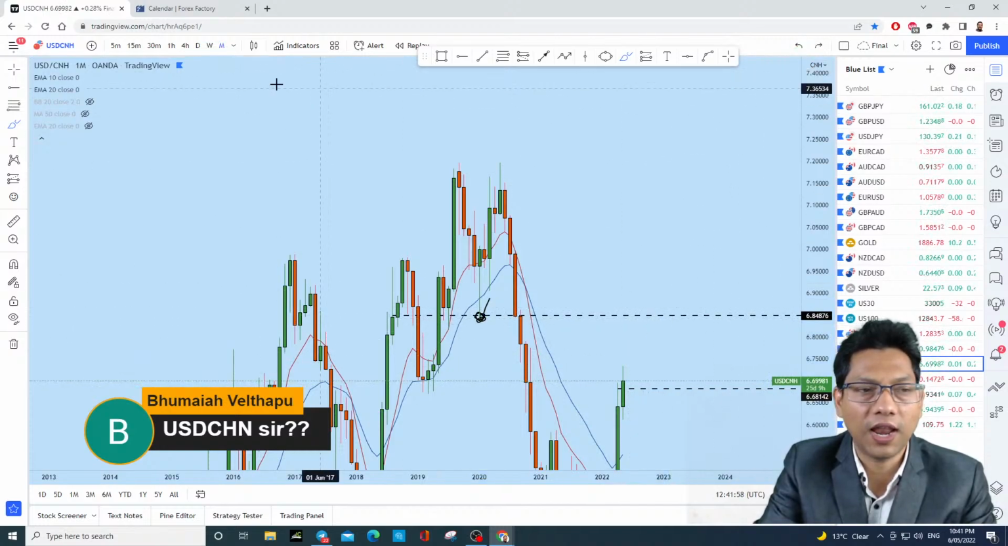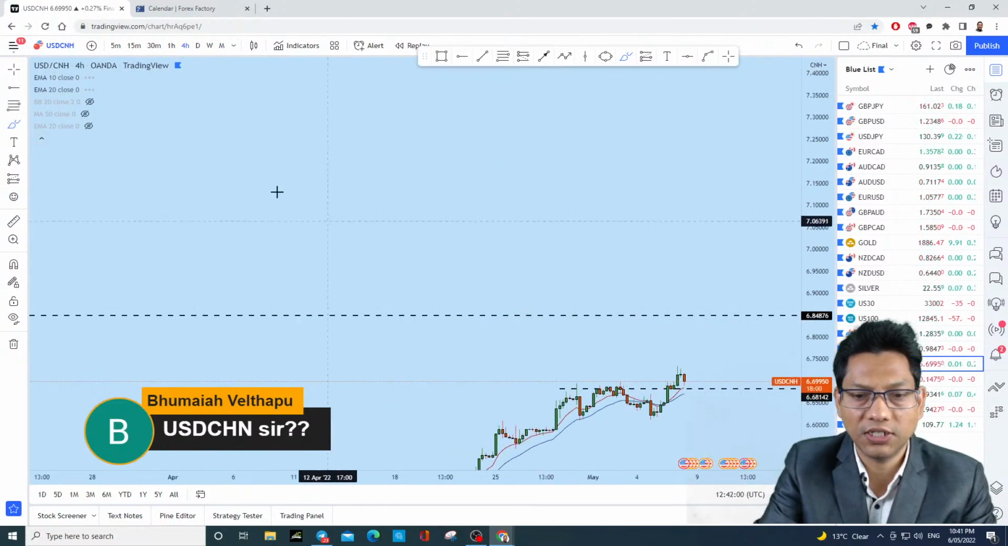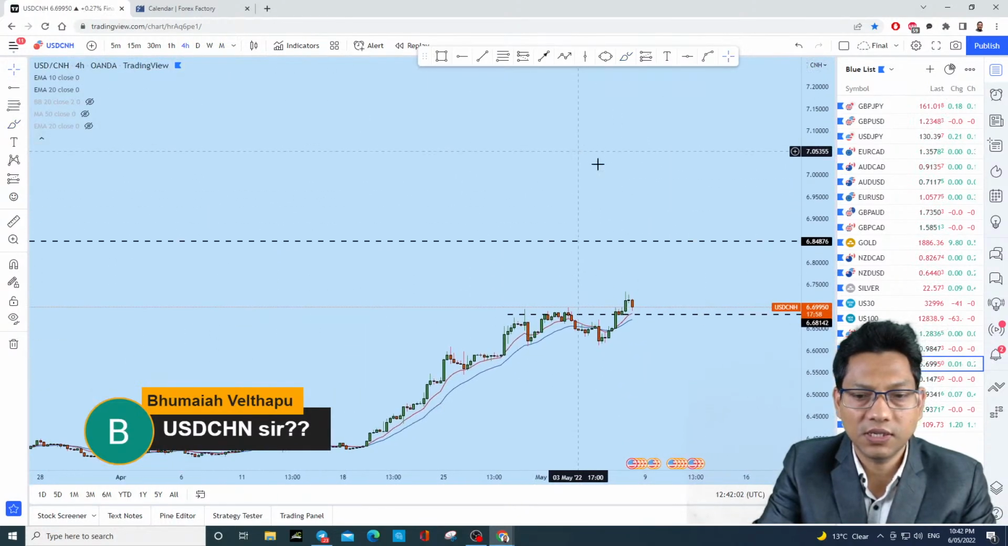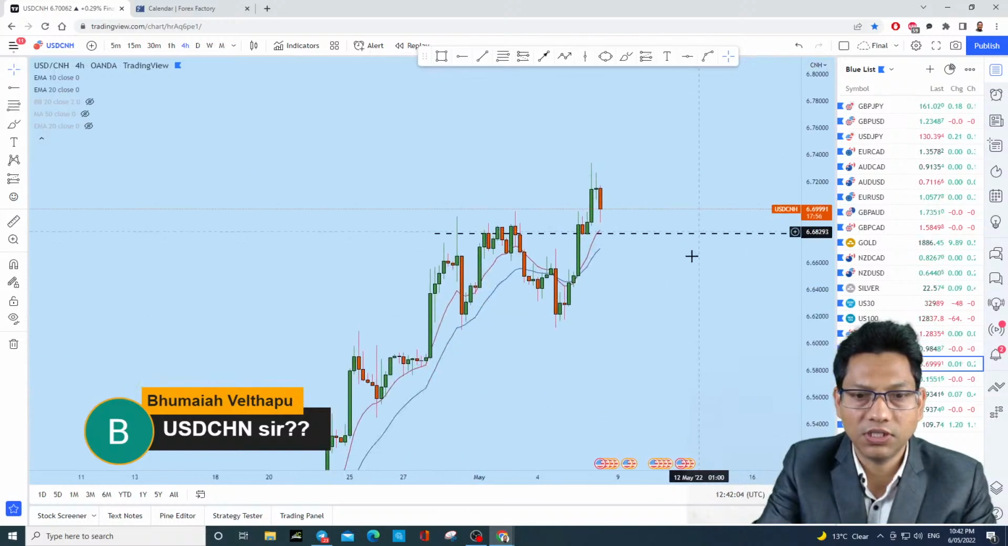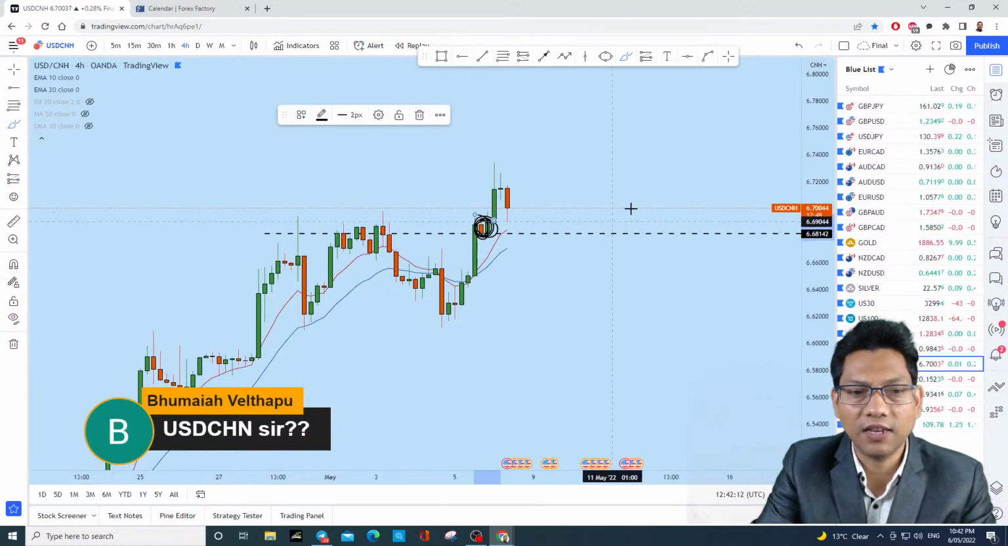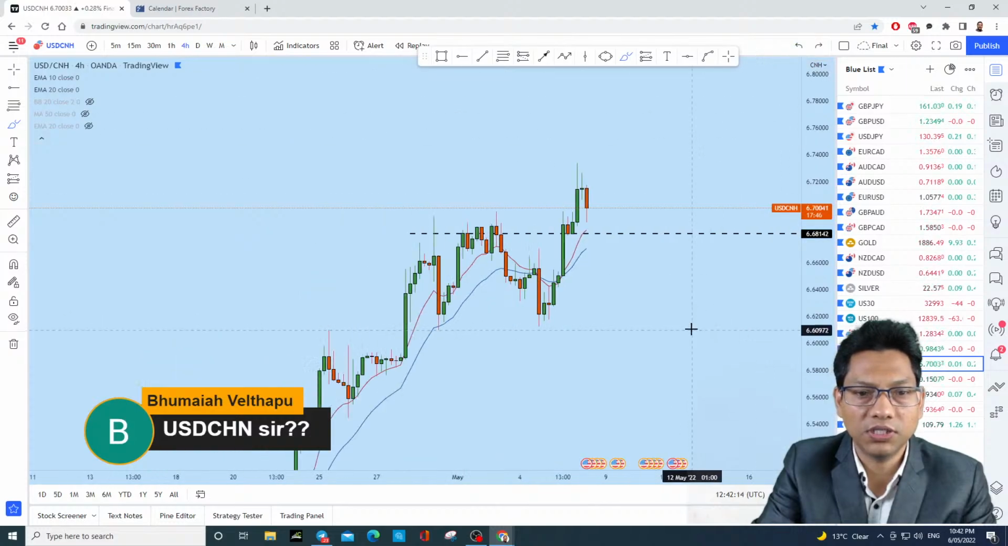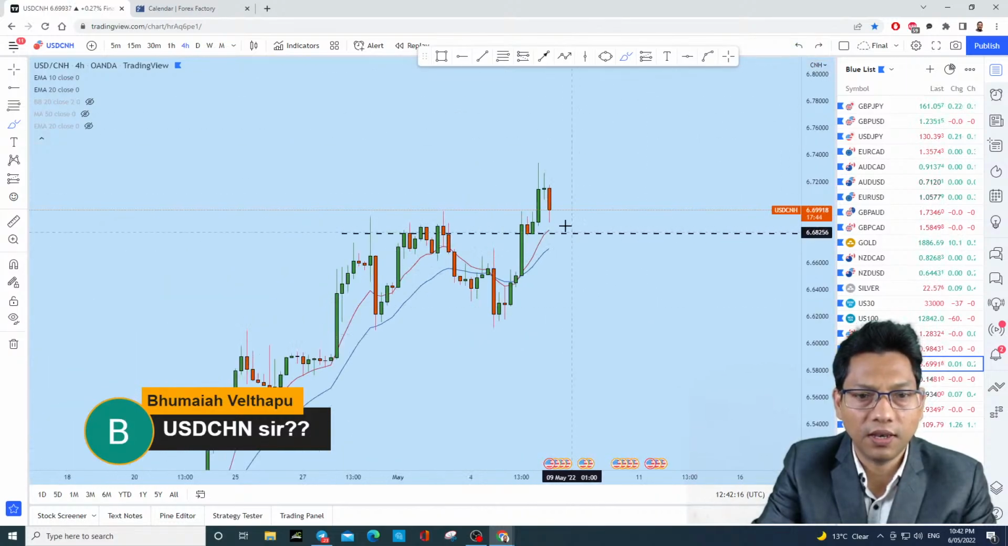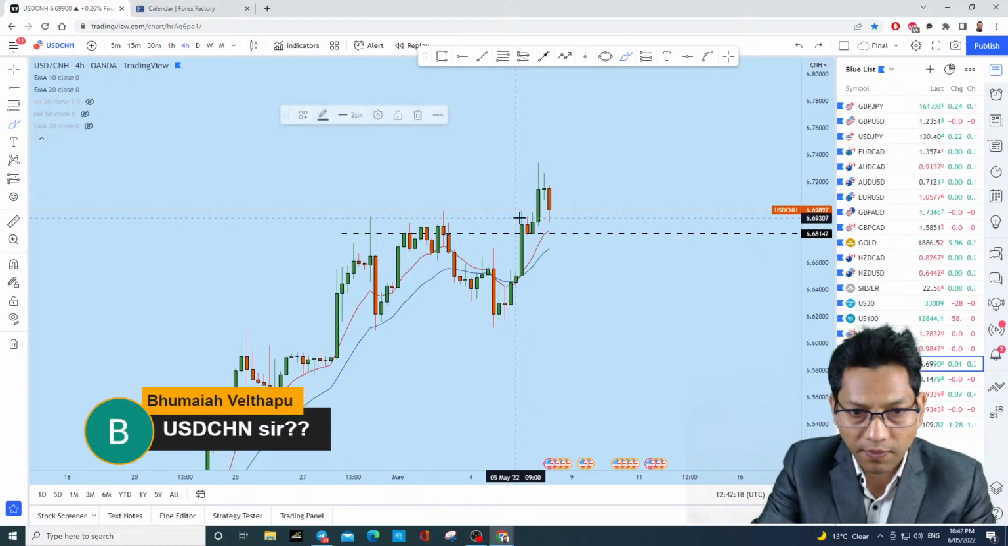I'm waiting for a nice entry opportunity on USD CHF. Let's see how it does. USD CHF, this red candle could act as a nice level of support here. Okay, so let the candle close. USD CHF, I would love to trade. Let this candle close first above this zone.